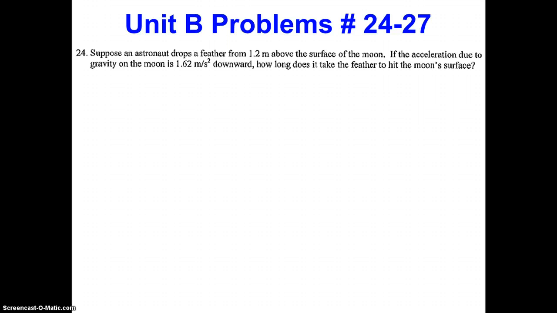All right, let's start with 24. Suppose an astronaut drops a feather from 1.2 meters above the surface of the moon. This would be the distance or displacement. If the acceleration due to gravity on the moon is 1.62 meters per second squared, so this would be the acceleration, which acceleration due to gravity is given a special symbol, little g. How long does it take, and that's time, the feather to hit the moon surface?